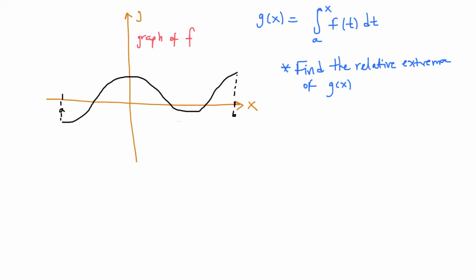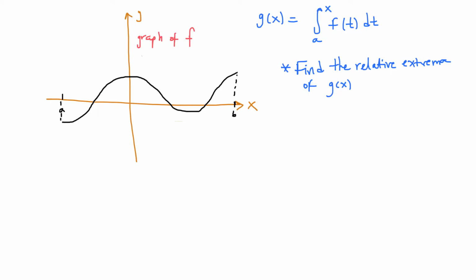And the last example for this video, I have a function and a graph. Now, the graph is labeled as the graph of f, and then I have another function g of x, and g of x is equal to the integral from a to x of f of t dt. And the question is, find the relative extrema of g of x. So remember, the graph is not the graph of g of x, it's the graph of f. But f and g are related by this integral.